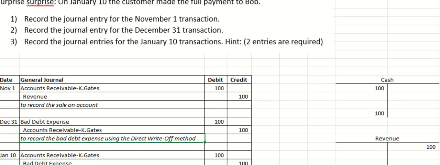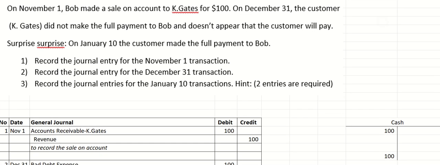Okay. The next one here, I added something to it. There we go. So here's another scenario, but there's some addition to this scenario. On November 1st, Bob made a sale on account to K Gates for $100. On December 31st, the customer did not make the full payment to Bob, and it doesn't appear that the customer will pay. Surprise, surprise, on January 10th, the customer says, hey, you know what, Bob, I know it took too long, but here's the full payment, Bob.